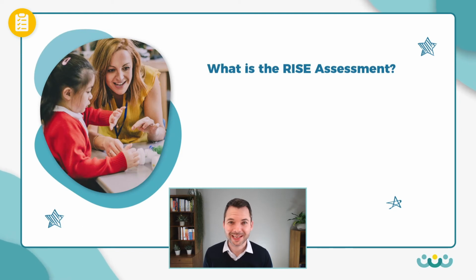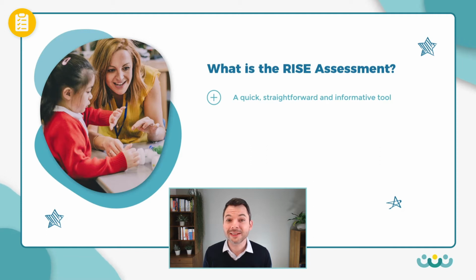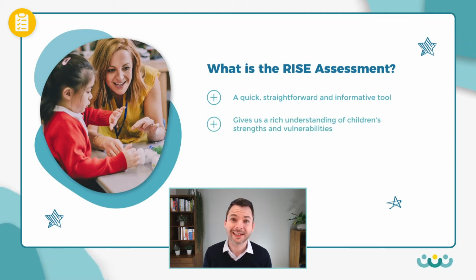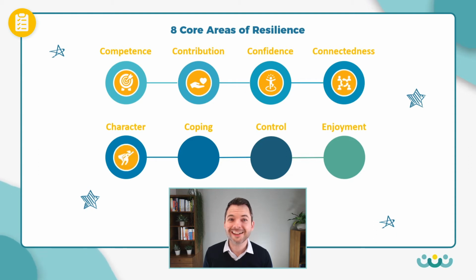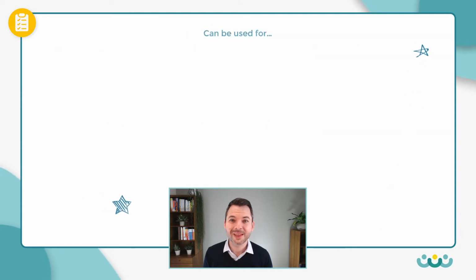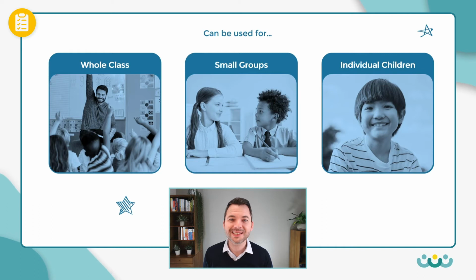Okay, so what is the RISE assessment? Well, it's a really quick, straightforward and informative tool that gives us a rich understanding of children's strengths and vulnerabilities across each of the 8 core areas of resilience. These areas are competence, contribution, confidence, connectedness, character, coping, control, and enjoyment. Like the rest of the RISE program, this is designed to be used as a practical whole class measure, while just as easily being used with small groups or individual children too.